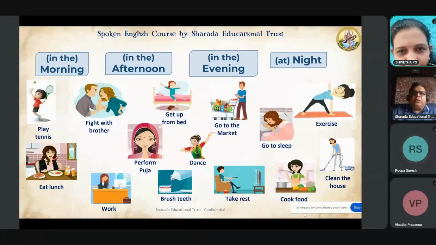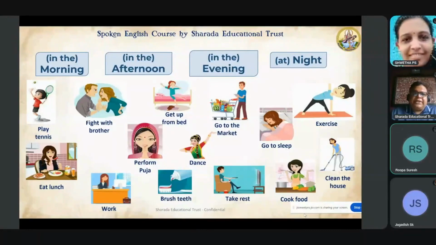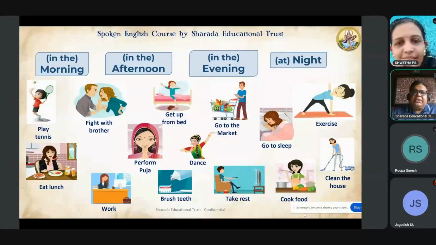Yeah, Rupa, say again. In the morning, I eat lunch. In the morning, you have lunch, is it? Breakfast, no? Sorry, sir. That's why I corrected you. In the afternoon, you could have said, in the afternoon, I have lunch. I eat lunch or I have lunch. Okay. Next.